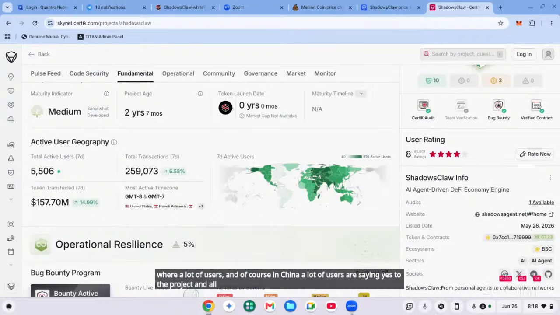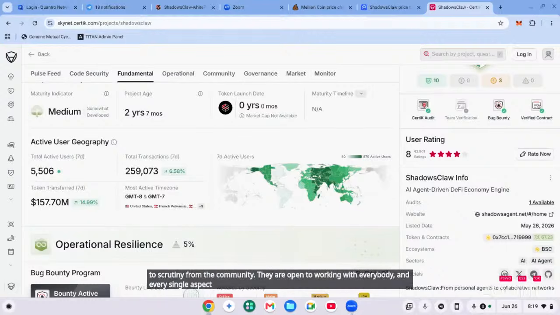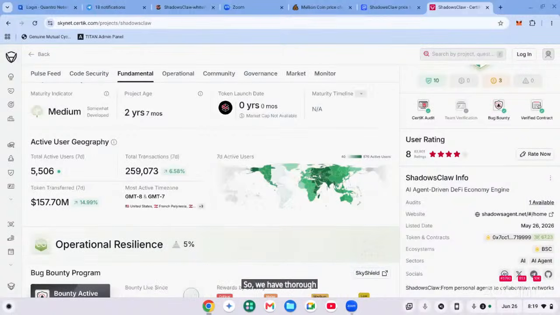So the project we are talking to you about this evening is a project of high caliber. It's a project that has submitted itself to scrutiny from the community. They are open to working with everybody, and every single aspect, all the smart contracts, where our treasury is, where our liquidity pool is, where money goes, where money comes from, everything has been listed and thrown at our community. You saw me post that today. So we have thoroughly looked at the project from all angles.